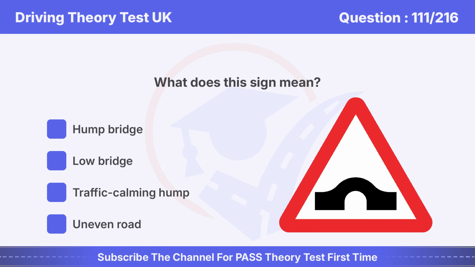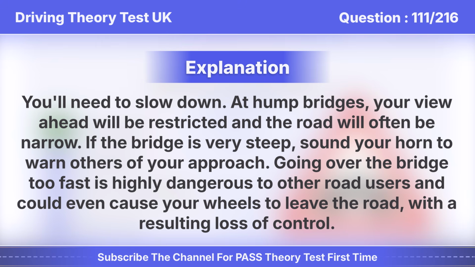Question 111. What does this sign mean? Answer is A. Hump bridge. You'll need to slow down. At hump bridges, your view ahead will be restricted and the road will often be narrow. If the bridge is very steep, sound your horn to warn others of your approach. Going over the bridge too fast is highly dangerous to other road users and could even cause your wheels to leave the road, with a resulting loss of control.